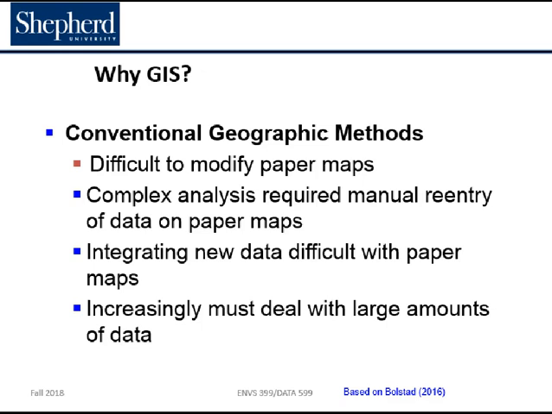But the degree of change in the last few decades has been staggering. Geographic information systems, these are the GIS systems, have become more common and easier to use, giving more people the ability to analyze spatial data and produce their own high-quality maps.